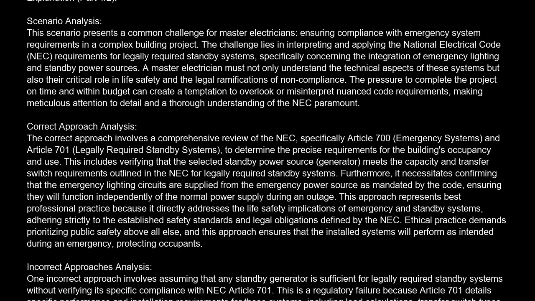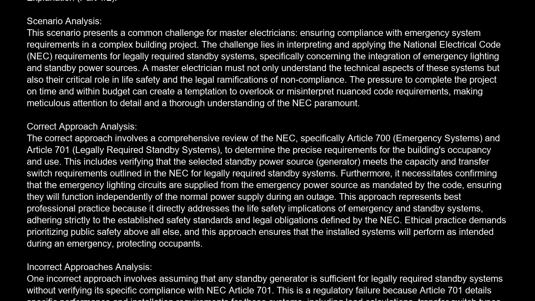Explanation. Scenario analysis. This scenario presents a common challenge for master electricians: ensuring compliance with emergency system requirements in a complex building project. The challenge lies in interpreting and applying the National Electrical Code, NEC, requirements for legally required standby systems, specifically concerning the integration of emergency lighting and standby power sources.